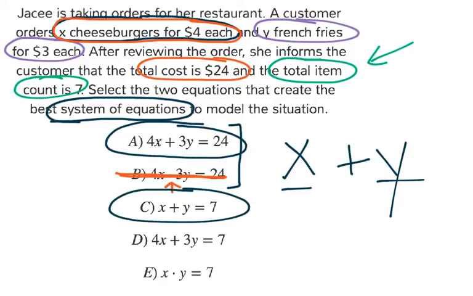D is multiplying 4x plus 3y equals 7. Doesn't make sense for item count. The last option, E, x times y equals 7, also doesn't make sense. Has nothing to do with item count when you multiply those. So A and C are the answers here.